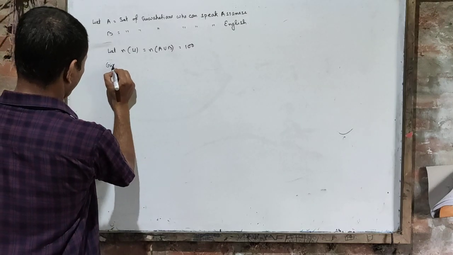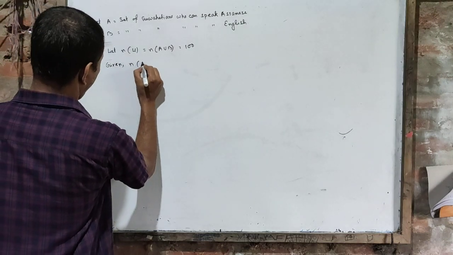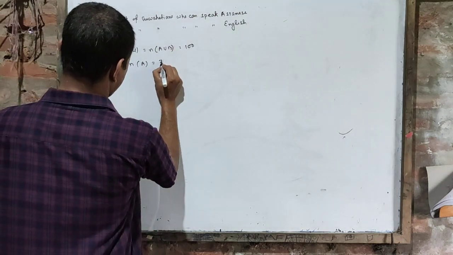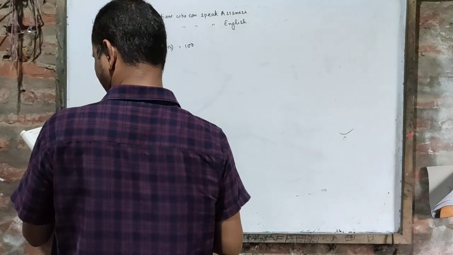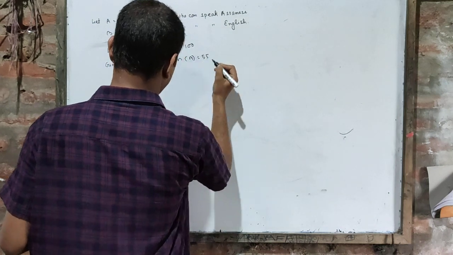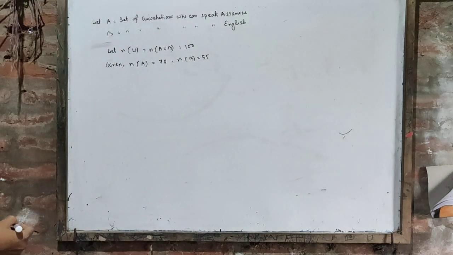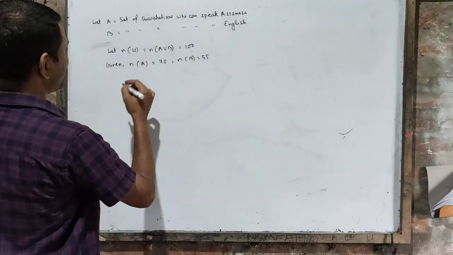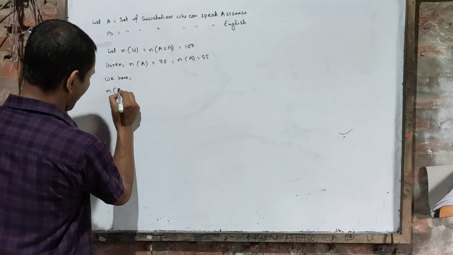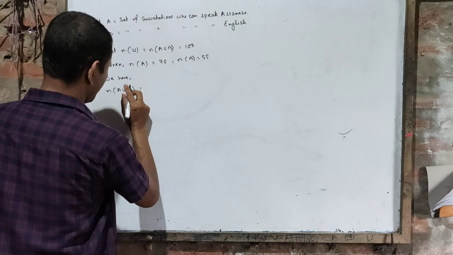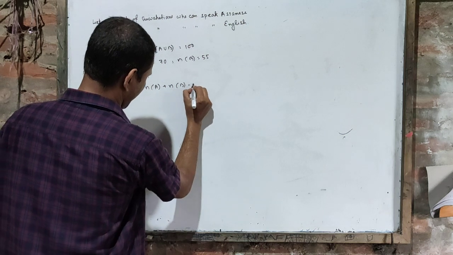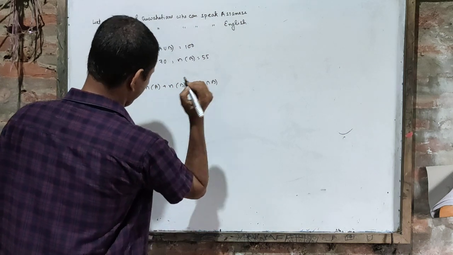Out of this, how many people can speak Assamese? 70%. Total is taken as 100, so 70 can speak Assamese. How many can speak English? 55% means 55 out of 100. So n of B can be written as 55. Now we are to find A intersection B, and we have a theorem: n of A union B is equal to n of A plus n of B minus n of A intersection B.